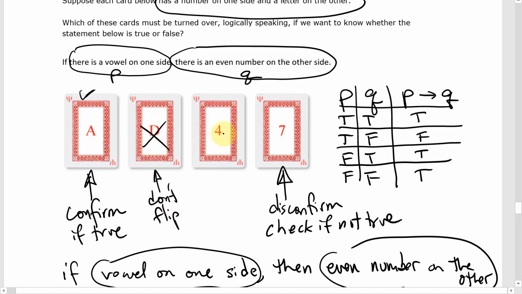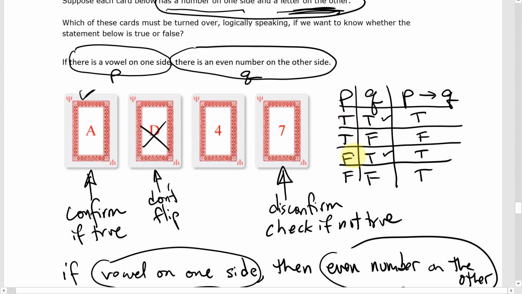What about this one? It has a 4 on one side, which is an even number, which means there is an even number on one of the sides. So we know that there must be a letter on the other side because that's what it said at the very beginning. It has a number on one side, a letter on the other. So I know there's a letter on the other side, and you might think, oh, I need to check to see if it's actually a vowel. But the fact that there's an even number on one side means that the Q is true, which means you're in this case or in this case, here or here. If Q is true, the conditional is true.